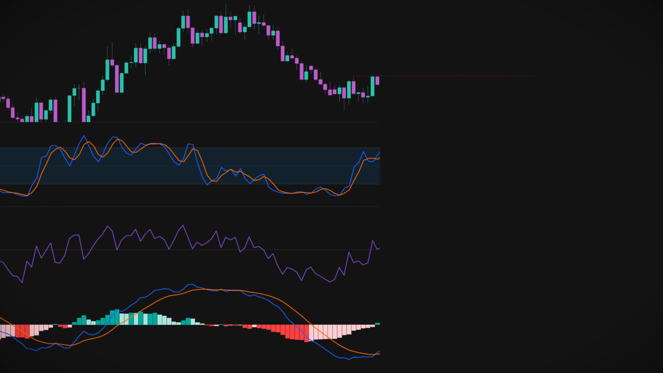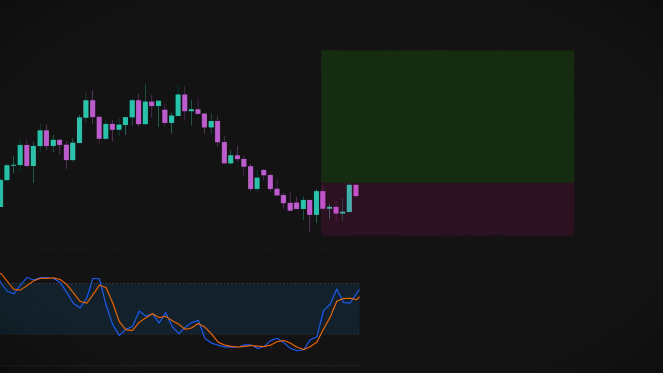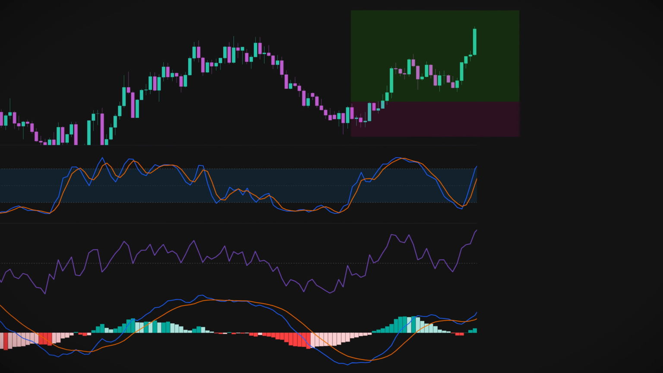To manage your trade, set your stop loss just below the nearest swing low, which is the most recent low point in the market. Next, set your profit target to be 3 times the distance of your stop loss. This way, you keep a good risk-to-reward ratio, helping you protect your account while aiming for bigger profits.